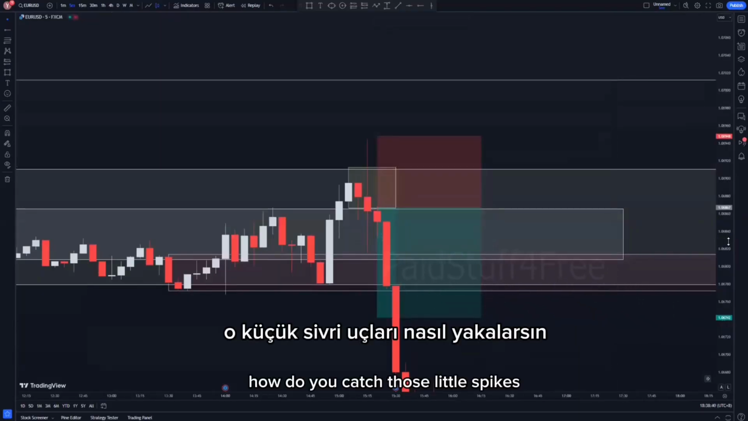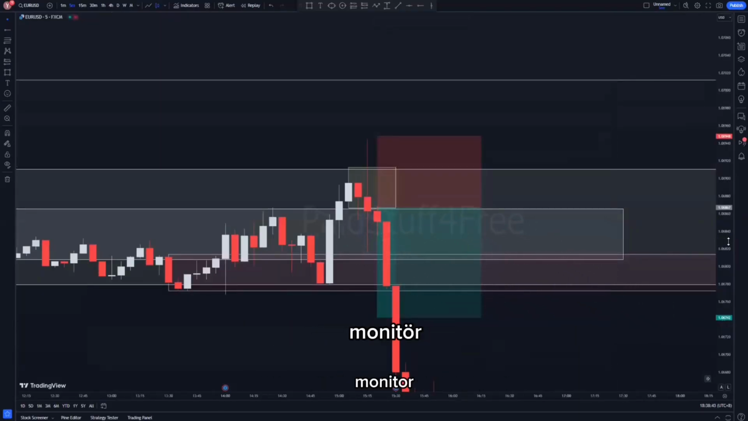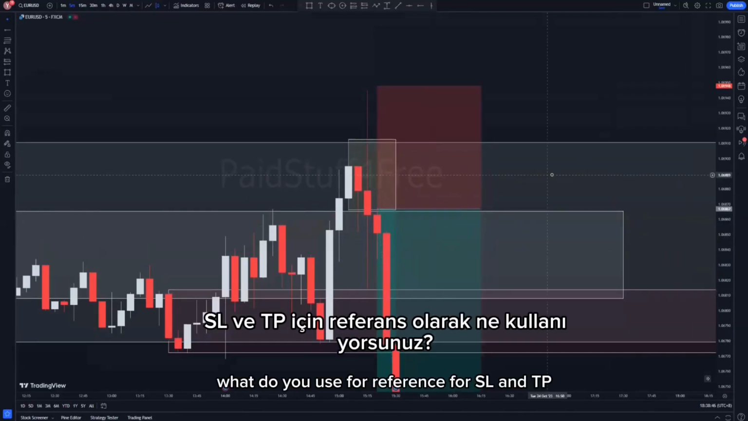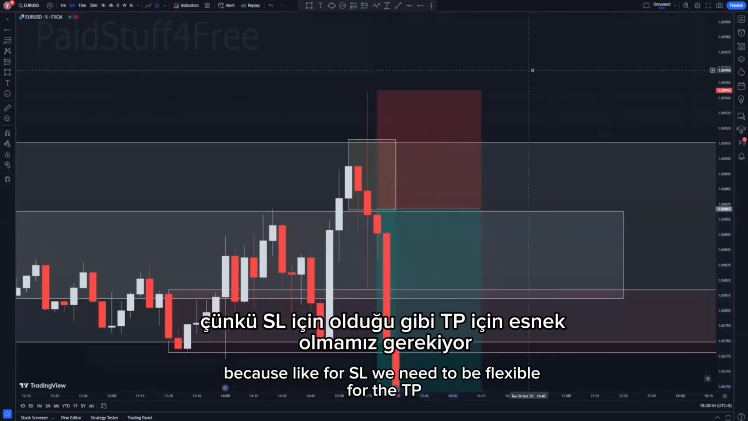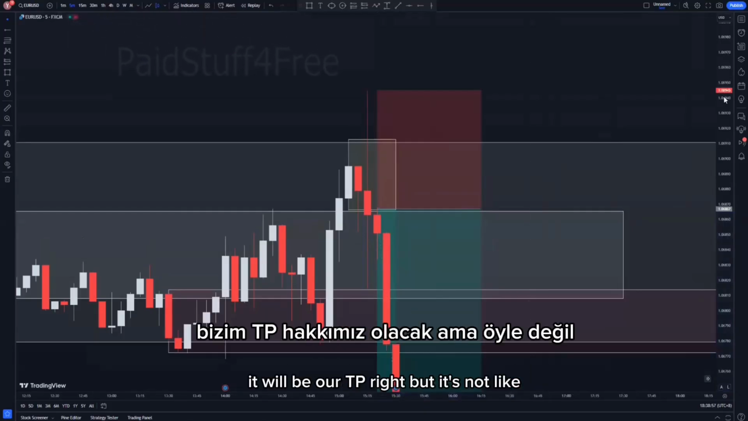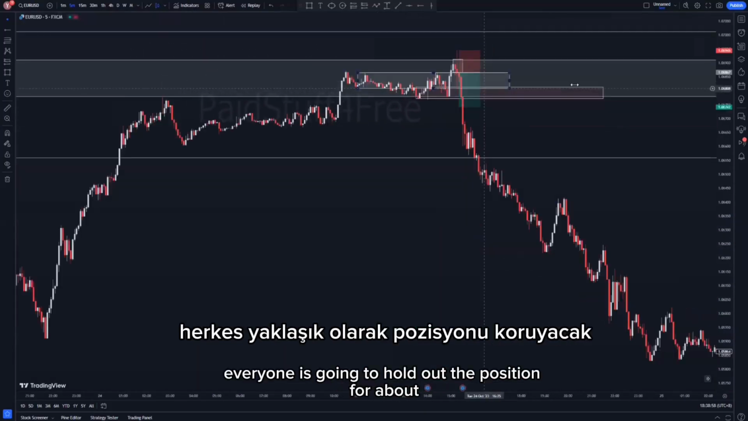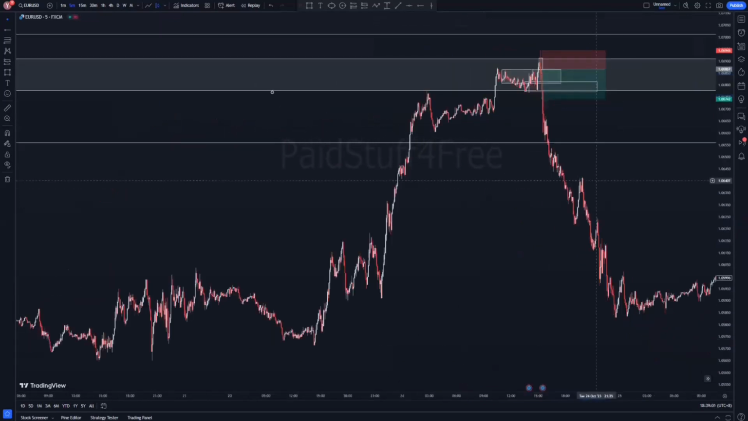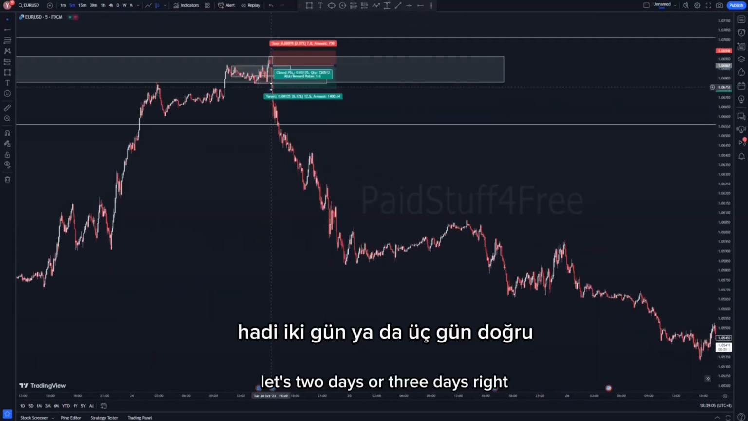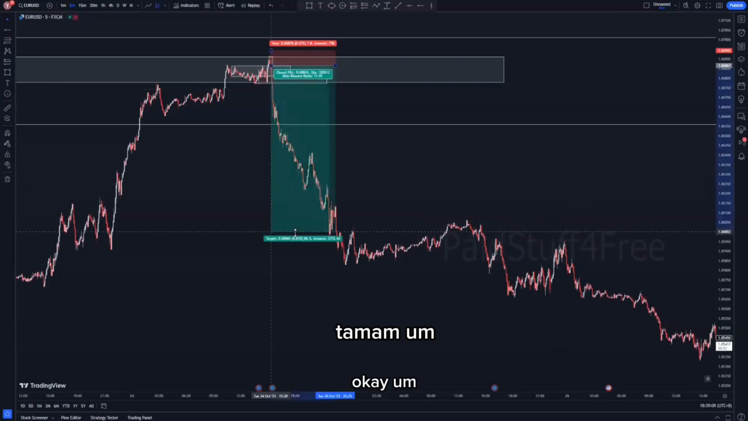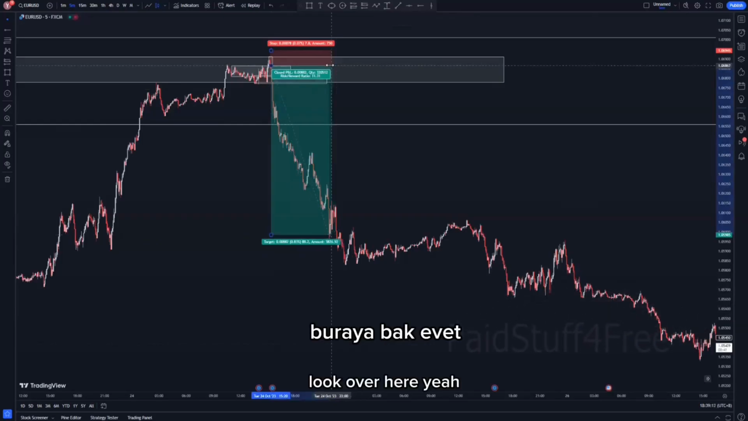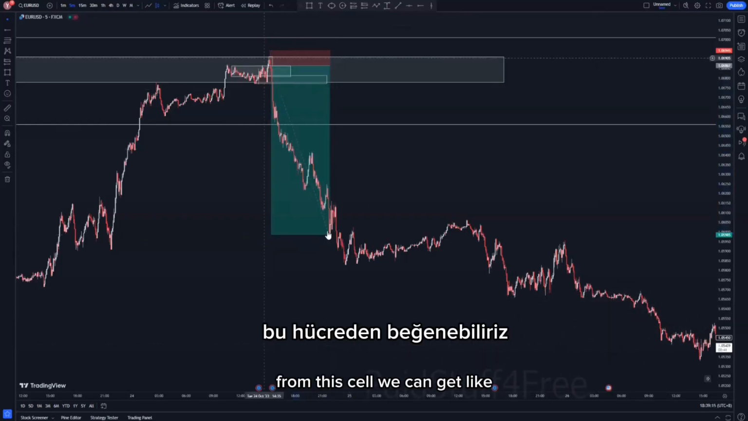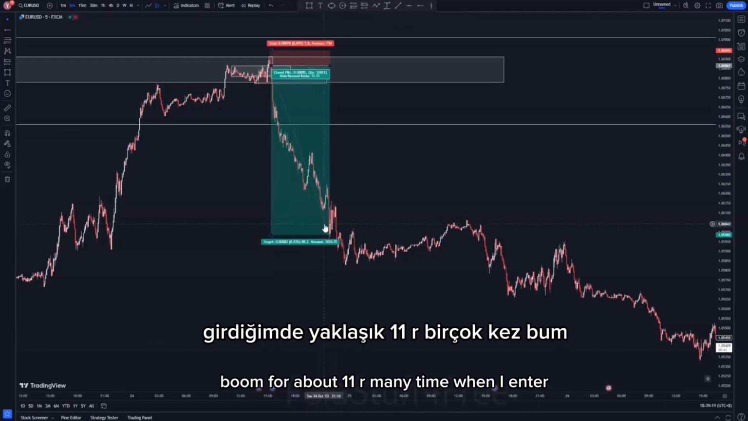How do you catch those little spikes? Yeah, after the monitor. What do you use for reference for SL and TP? I don't have any reference for SL and TP actually, because for SL we need to be flexible. For the TP, of course, our exit zone will be our TP, right? But not everyone is going to hold the position for 2 or 3 days, right? Maybe if you think 5R is enough, then just cut it. Look over here. Yeah, from this sell we can get about 11R.